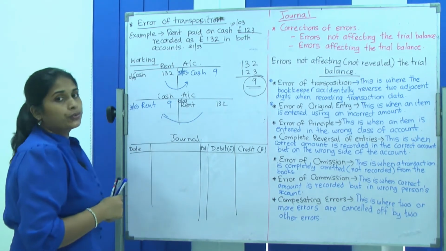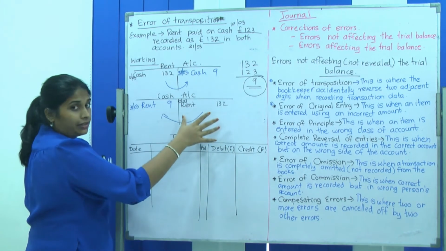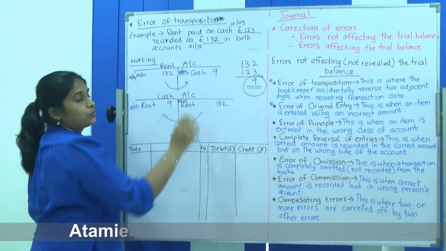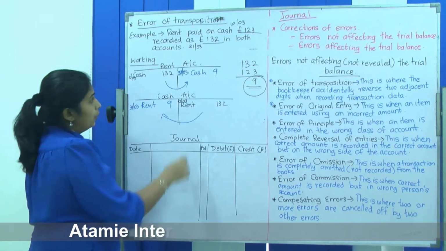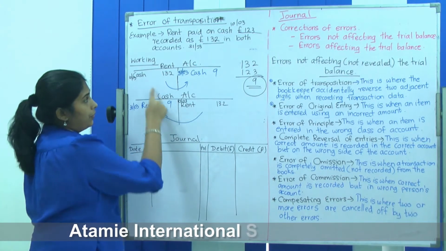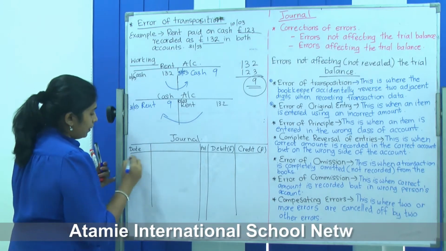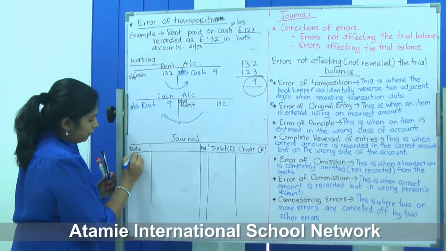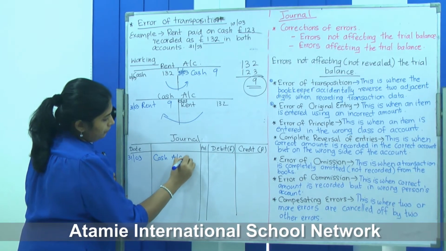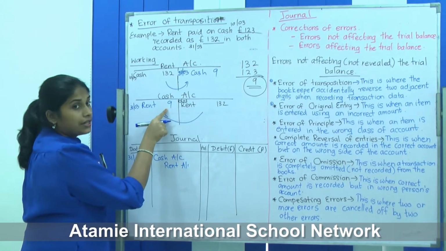Now I'll show you how to record them in the journal. You have to correct the error of transposition, where the bookkeeper has written 123 pounds as 132. To correct the error, you have to debit the cash account 9 pounds and credit the rent account 9 pounds. Now we'll record that in the journal. The error was corrected on 31st March. Cash account you debit and rent account you credit. So the amount is 9 pounds.